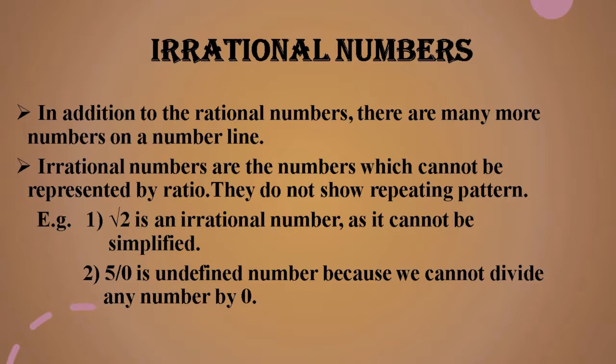Irrational numbers. In addition to the rational numbers, there are many more numbers on a number line. They are not rational numbers. That is, they are irrational numbers. Irrational numbers are the numbers which cannot be represented as a ratio, where decimals do not terminate and do not show a repeating pattern. For example, root 2 is an irrational number as it cannot be simplified. 5 by 0 is an undefined number because we cannot divide any number by 0.